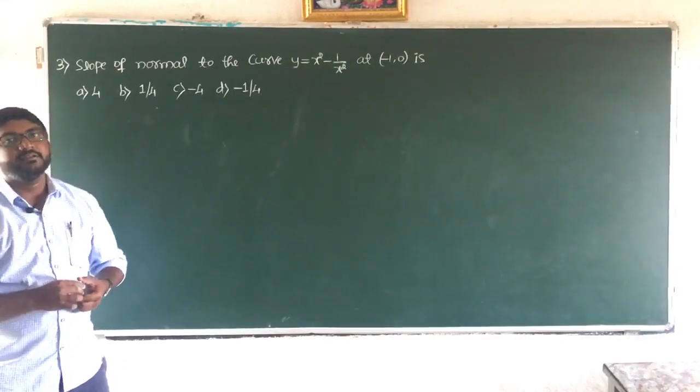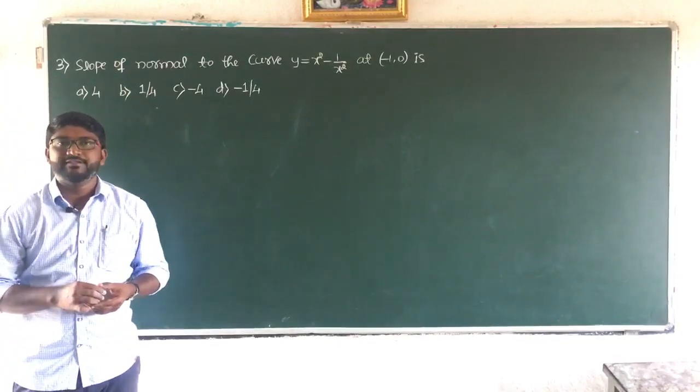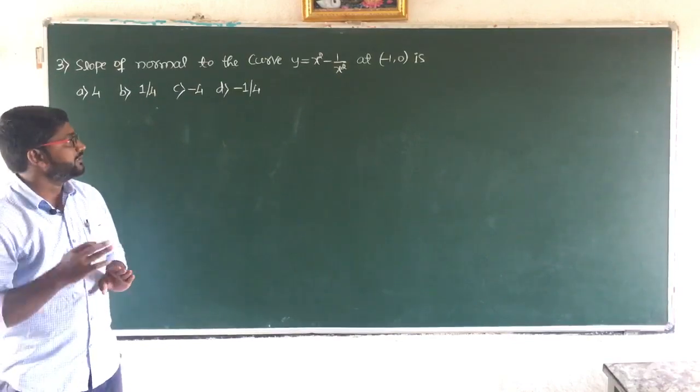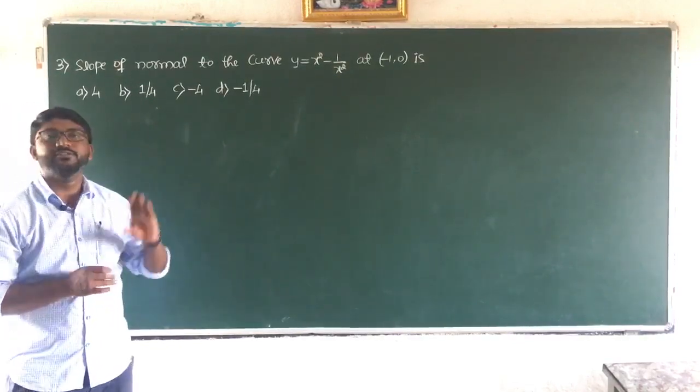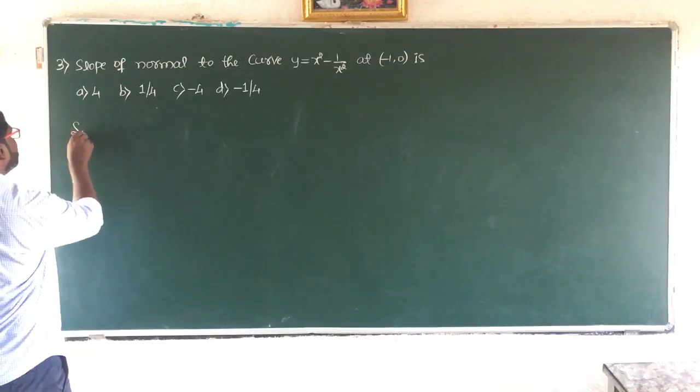So let us solve the next question. Slope of normal to the curve y equal to x square minus 1 divided by x square at minus 1 comma 0 is. So he has given 4 options. This was asked in 2015. Let us solve this. So consider the given curve.